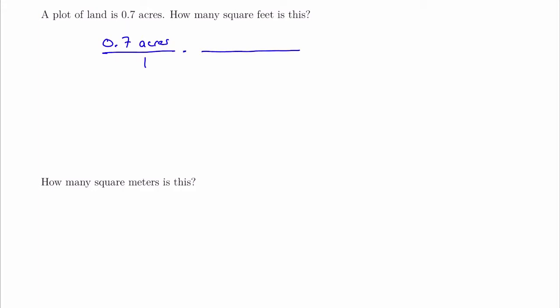We will need to set up the second fraction so that the acres is in the denominator and the square feet are up in the numerator. It is known that 1 acre is the same thing as 43,560 square feet. When we multiply these two fractions together, the acre units will cancel. The remaining unit will be square feet.